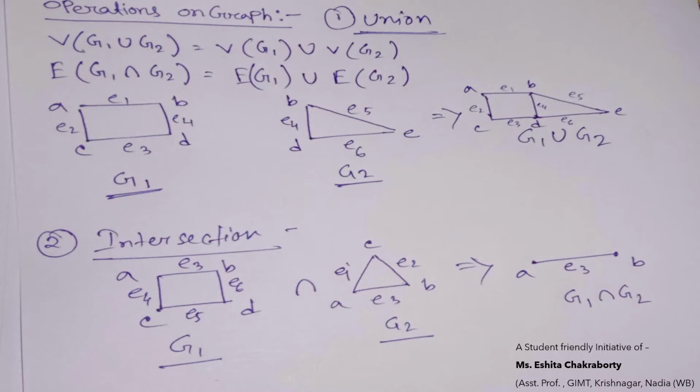Now we see with the help of an example. If we have a graph G1 like this, A, B, C, D are the vertices and E1, E2, E3, E4 are the edges, and the graph G2 like this, B, D, E, the edges are E4, E5 and E6. The union of these two graphs is, we have to combine the vertex sets of G1 and G2 and the edge sets of G1 and G2. So it gives the union like this, G1 union G2, you can see in the figure.